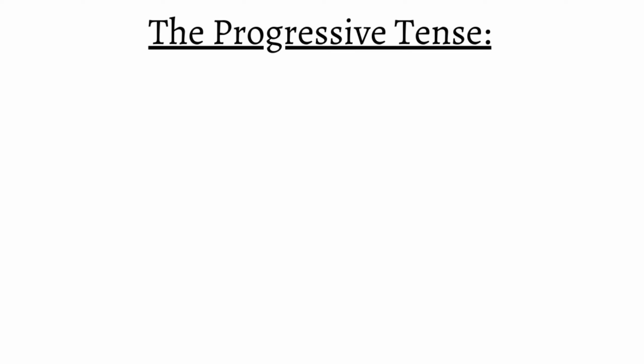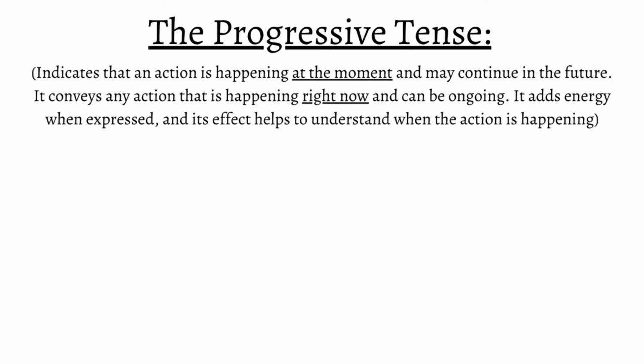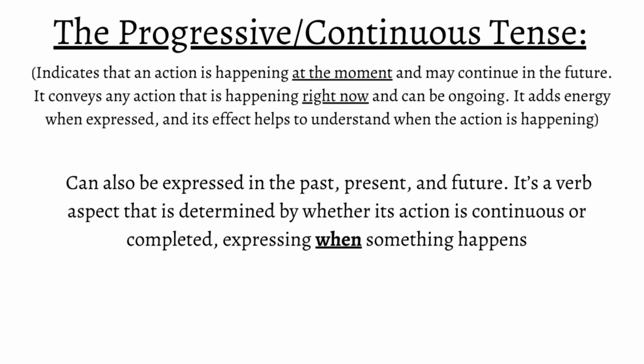The progressive in English is the verb tense indicating that an action is happening at the moment and may continue in the future. It is used to convey any action or condition that is happening right now and can be ongoing. It adds energy when expressing it, and its effect helps to understand when the action is happening. It's also known as the continuous or continuing tense that can be expressed in the past, present, and future. Additionally, it is an aspect of a verb that is determined by whether its action is continuous or completed.